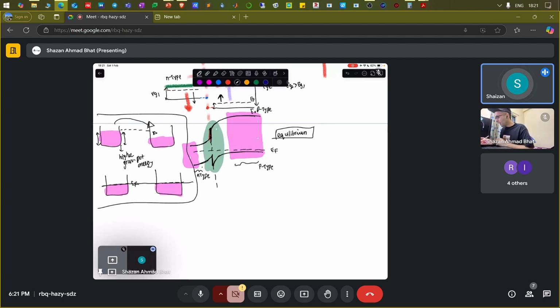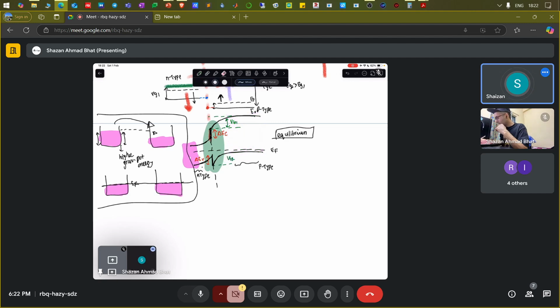And now there are different names. This particular thing is called delta EC, which is the conduction band offset. This thing is called delta EV, which is the valence band offset. Now you can play with these particular things and do multiple things. This particular thing is called the built-in voltage. Let's call it VB1. This particular thing is called VB2, which is the built-in voltage again.